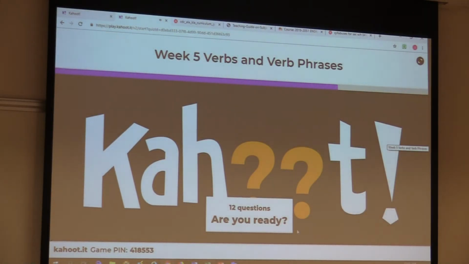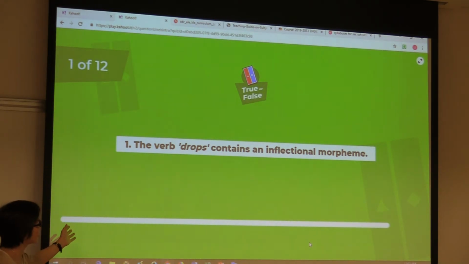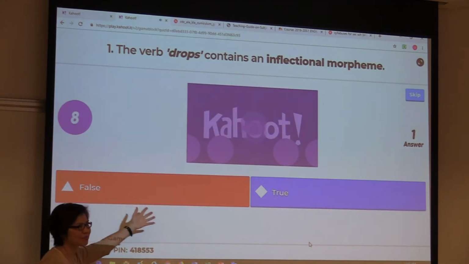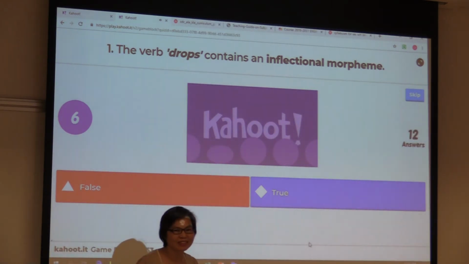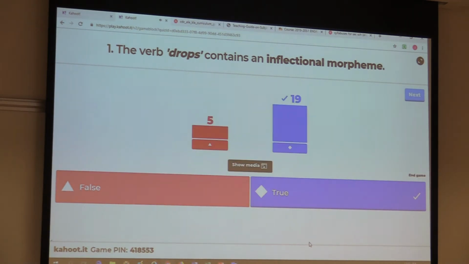12 questions. Are you ready? Verbs and verb phrases. True or false. The word drops contains an inflectional morpheme. True or false? True. What is the inflectional morpheme? S. Yeah, the third person singular.